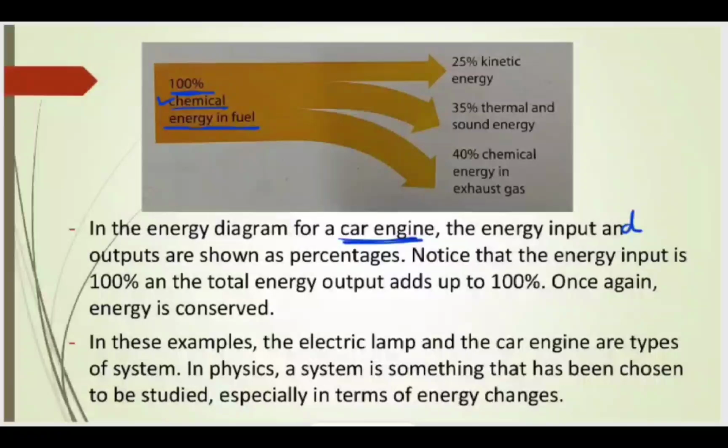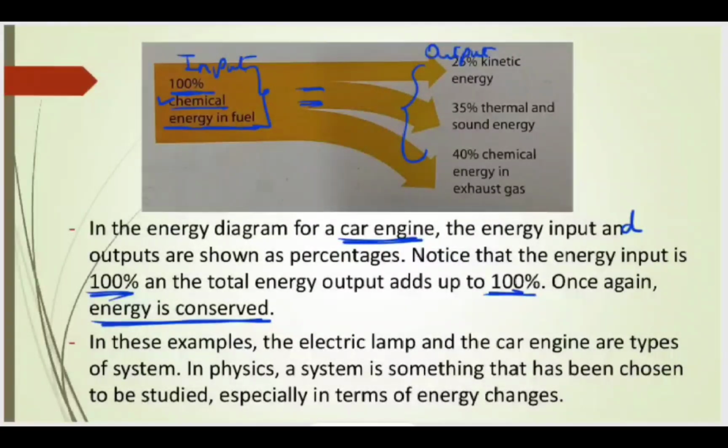Notice that the energy input is 100, and the total energy output adds up to 100. So this will always be equal to this. So input will always be equal to the output. Once again, energy is conserved or utilized to the maximum for a particular job or a task.